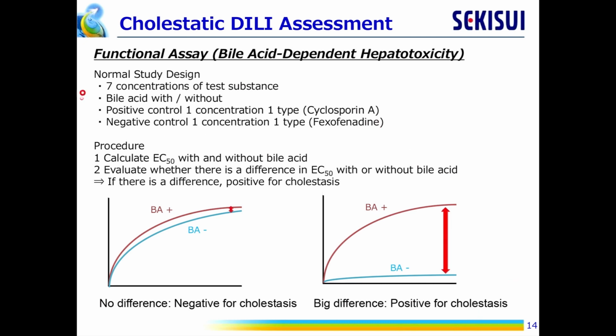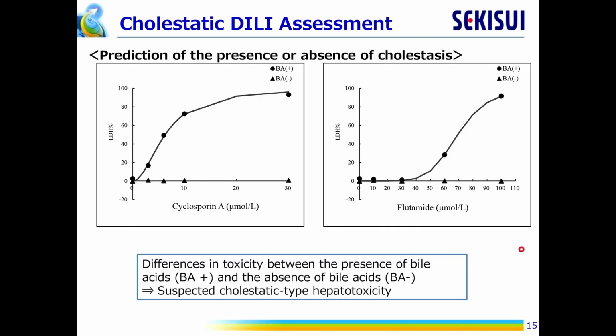The standard study design is here. We typically include 7 concentrations of test article, and incubation is conducted with 2 conditions, with or without bile acid. Let's look at some example data from this type of study.